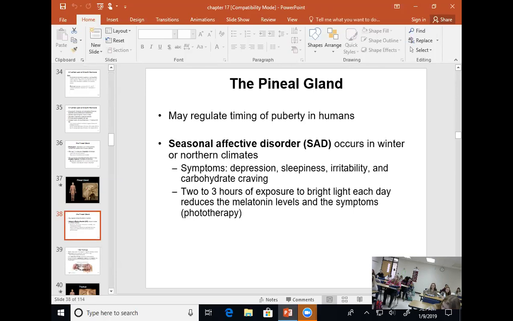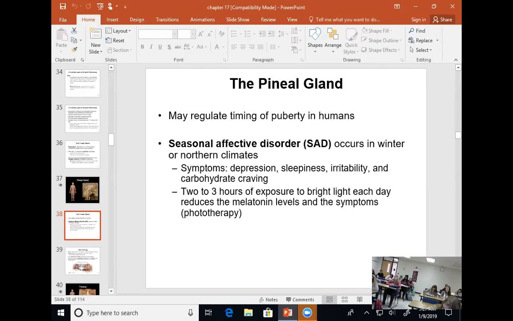Because honestly, this is what this gland does, and this is what it needs to function. So what we have in this country, and not just this country, but all developed countries right now, is an epidemic of depression. An epidemic.